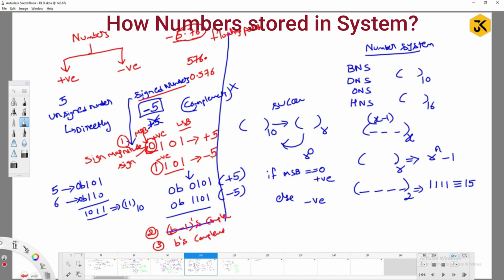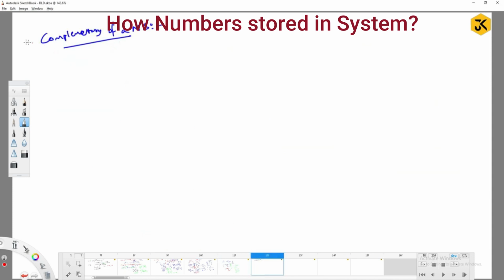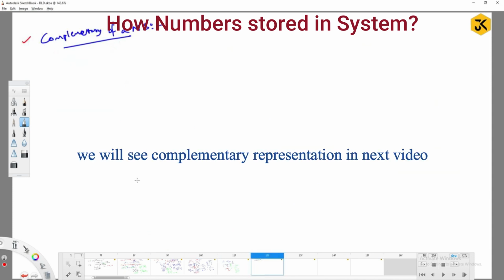Right? So we have seen the drawback of the existing system, like signed magnitude representation, where we compulsorily need different kinds of circuits in order to perform various kinds of operations. Instead of that, if you learn the complement of a number system, you can get only one circuit in order to perform various kinds of operations.